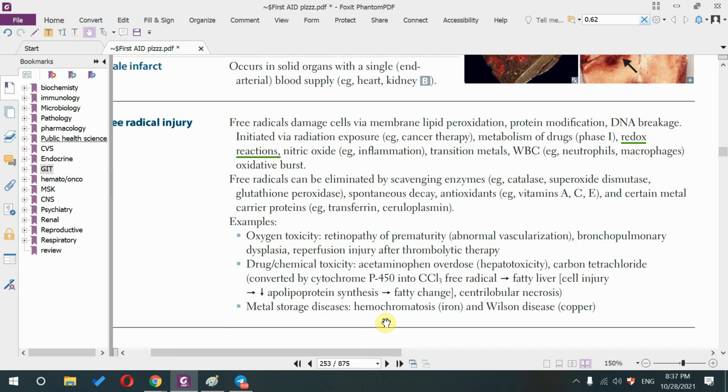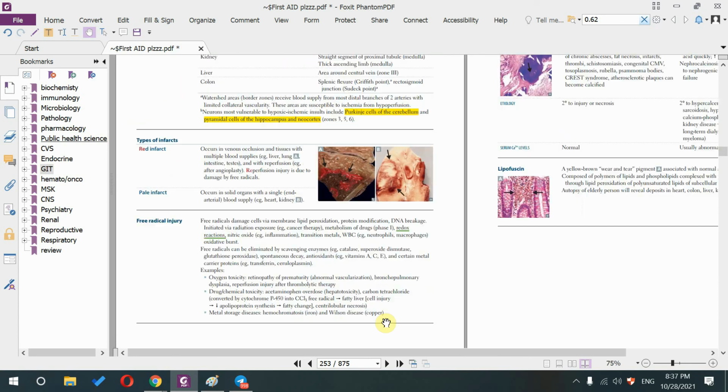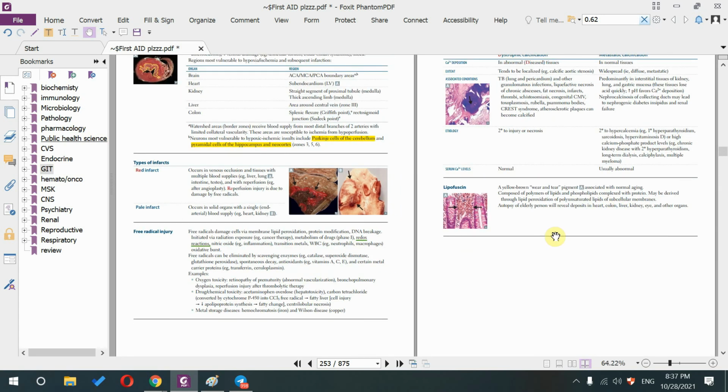And the area that will be damaged the most is the same area that contains the cytochrome P450. It's the central lobular necrosis. Okay, guys? Must know this. Okay, last thing. Metal storage diseases like hemochromatosis in case of iron and Wilson disease in case of copper. Okay, good. So let's go to the next page.